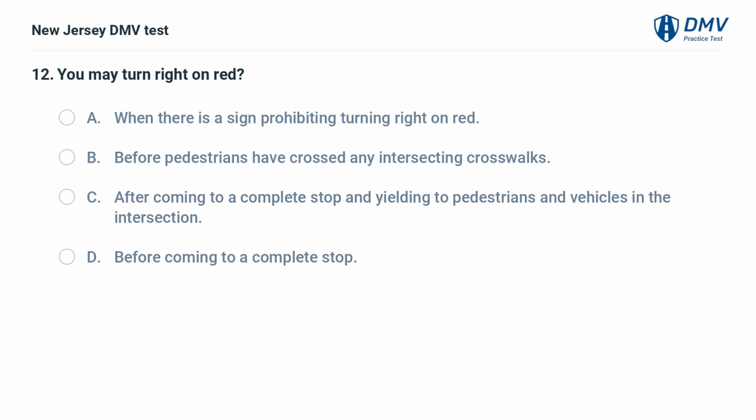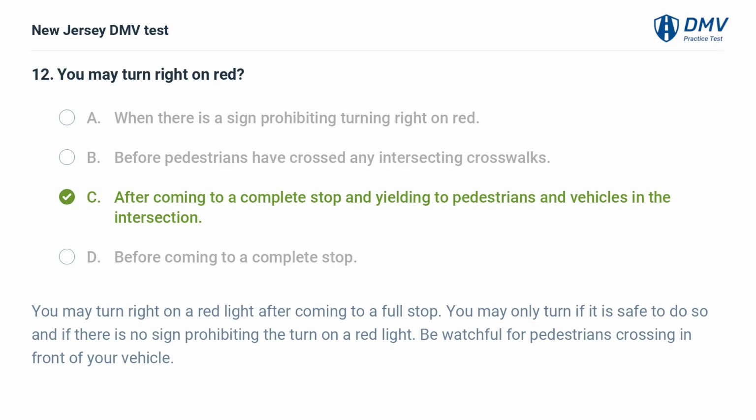You may turn right on red. A. When there is a sign prohibiting turning right on red. B. Before pedestrians have crossed any intersecting crosswalks. C. After coming to a complete stop and yielding to pedestrians and vehicles in the intersection. D. Before coming to a complete stop.